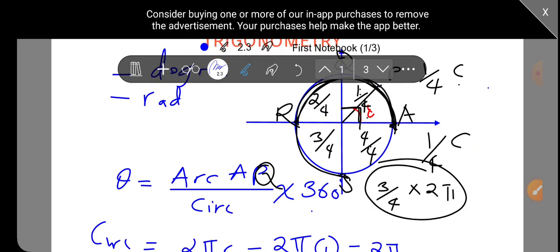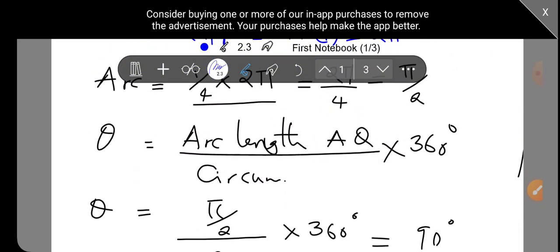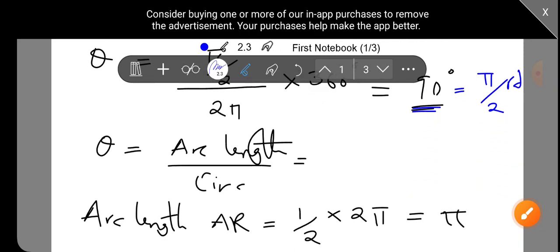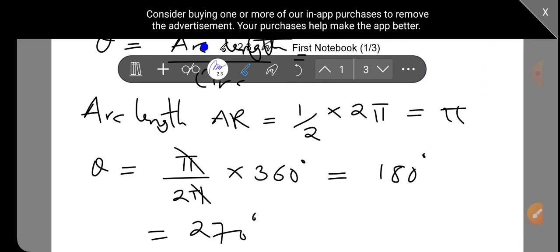Maybe you forgot it. This is what we were doing. We found the first one, 90 degrees, but there we found it to be pi by 2 rad. In rad, that is pi by 2 rad. And here we found 180, but in radians we found it to be pi rad. So you can see there's that relationship.